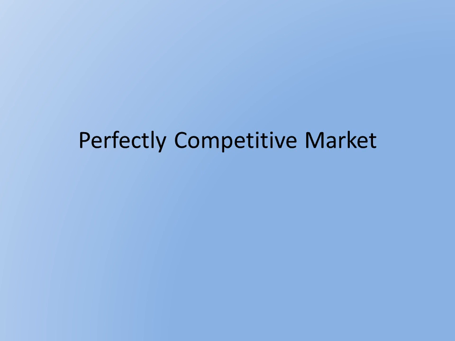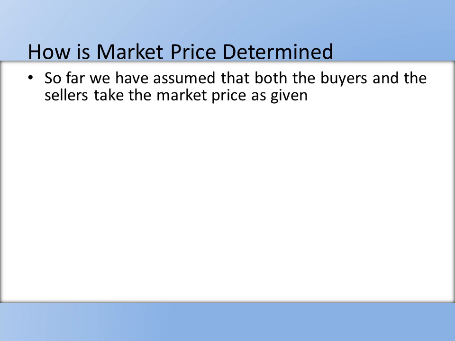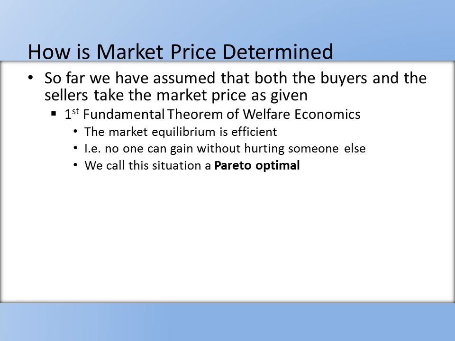In this lecture, we'll talk about the perfectly competitive market. Now, if you think about how the market price is determined, so far we have assumed that both the buyers and the sellers take the market price as given. This gives us the first fundamental theorem of welfare economics, which says that the market equilibrium is efficient. In other words, no one can gain without hurting someone else. We call this situation Pareto optimal in economics.